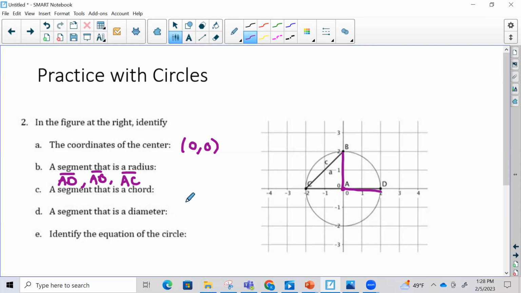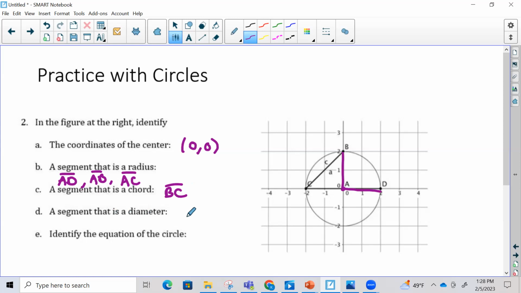A segment that's a chord. Our chord has to have its endpoints on the circle. So if we look at this segment here, it has endpoints on the circle. So we would say BC. Remember, we name a segment with 2 points and we put a line over it.